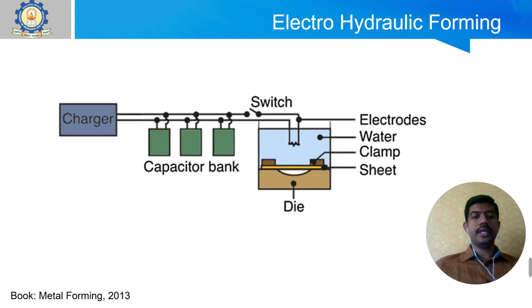Here you can see various elements such as the charger, capacitor bank and switches to trigger the electrode so that the sparks get initiated. Whenever there is a spark, shock waves will be generated, and these shock waves apply a heavy force or pressure on the sheet metal to get deformed and to form the shape of your die.